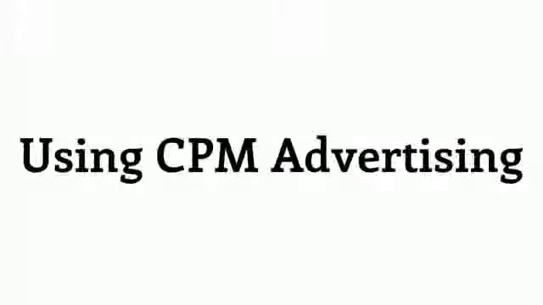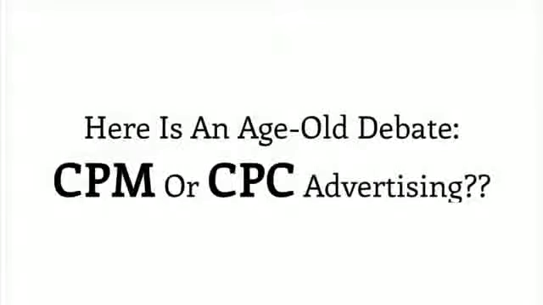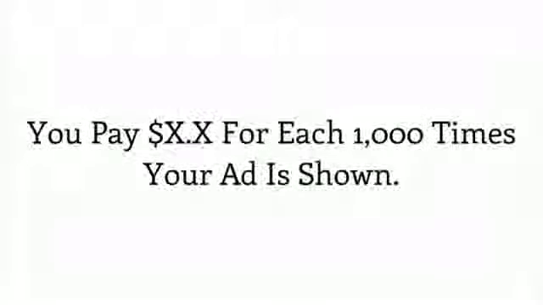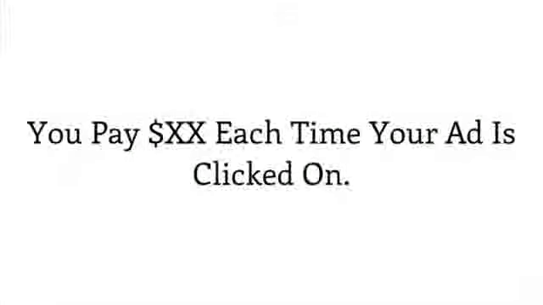Number 4, using CPM advertising. You see, there's an age-old debate when it comes to Facebook ads, and that's should you be using CPM or CPC when you set up your ads. And just to tell you the difference between the two, CPM stands for cost per 1,000 impressions, which means that you pay Facebook X amount for each 1,000 times that your ad is shown. And that could be 10 cents, it could be $1. CPC stands for cost per click, which means that you pay Facebook X amount each time that your ad is clicked on, meaning you don't pay them until somebody actually physically clicks on your ad.